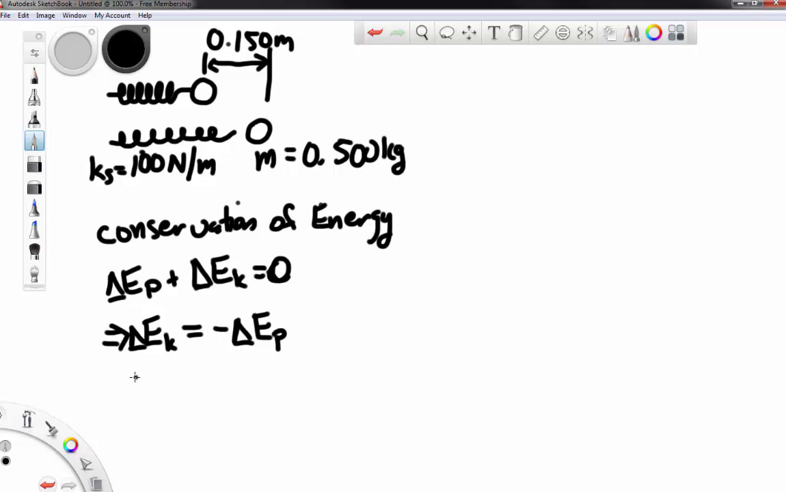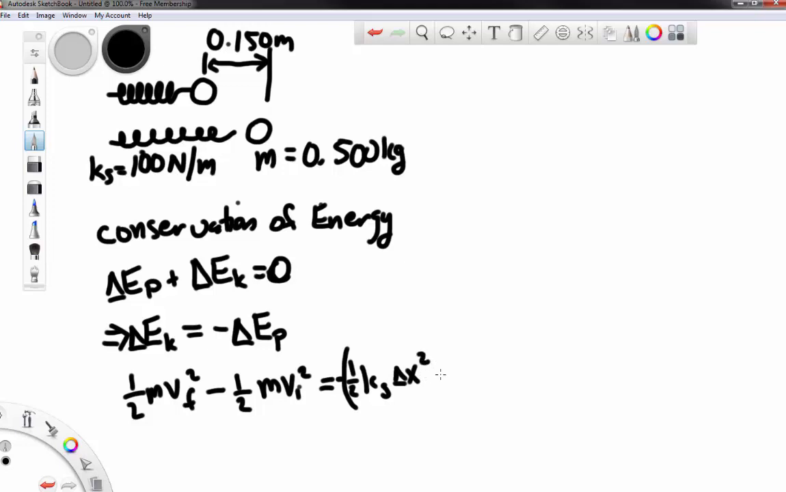And this change in kinetic energy we could write as 1/2 mv final squared, that's the final kinetic energy, minus the initial kinetic energy, must be equal to the negative of the final potential energy minus the initial potential energy. Which all written out looks like this.